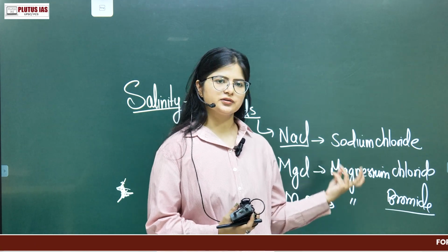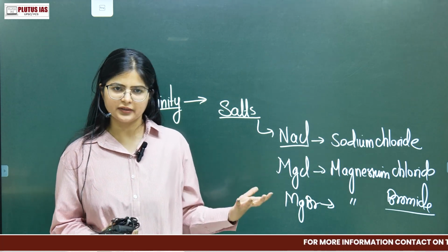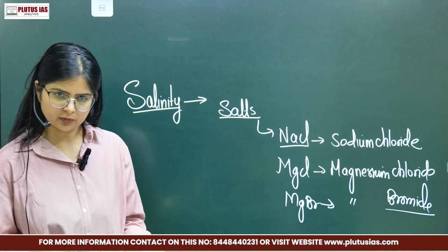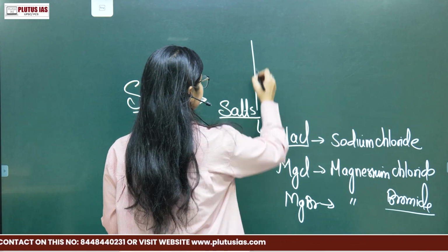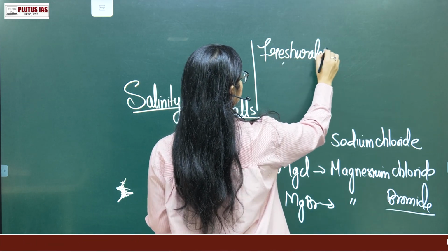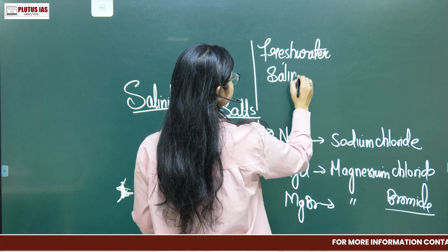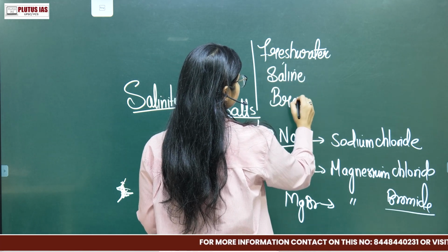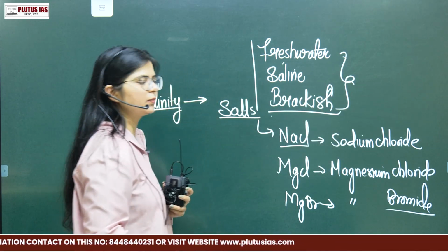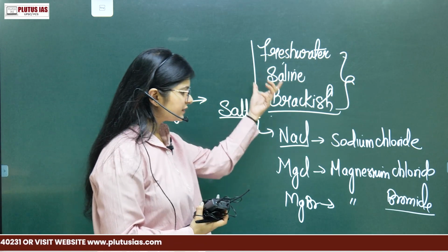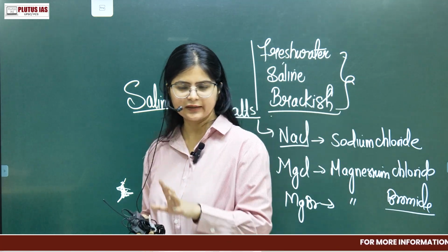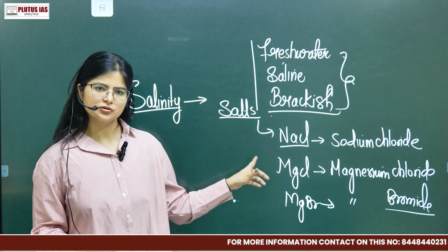Okay. Now, depending upon the concentration of all these salts in the different water bodies, we will describe the salinity of the water body. The first one that we have is fresh water bodies. Then saline, brackish. These are some of the types of water bodies, right? So this is totally dependent upon the concentration of the salts, right?